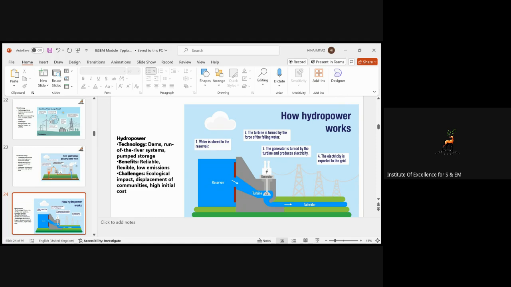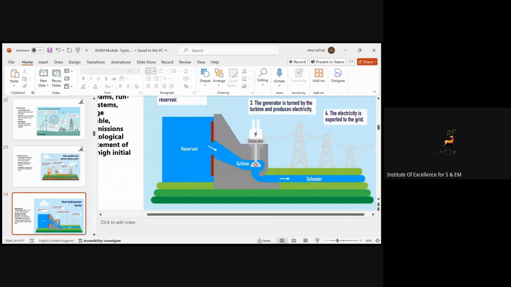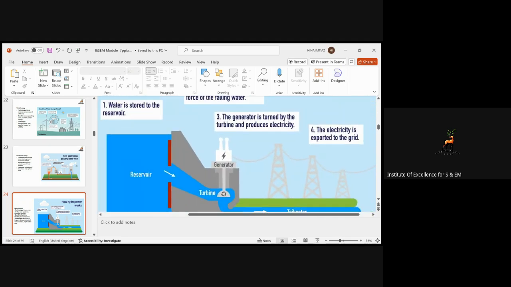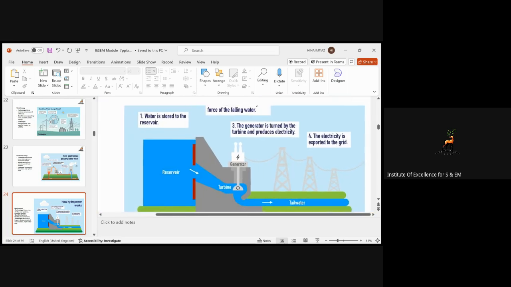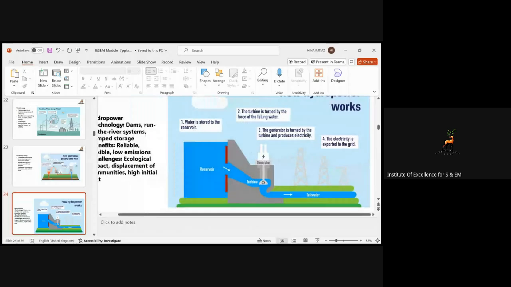In hydropower energy, the water is stored in a reservoir, and then the turbine is turned by the force of the falling water. The generator is turned by the turbine and produces electricity. You can see there is a reservoir, and then there is a turbine, and the generator is turned by the turbine producing electricity. Then the electricity is exported to the grid or to the power station.